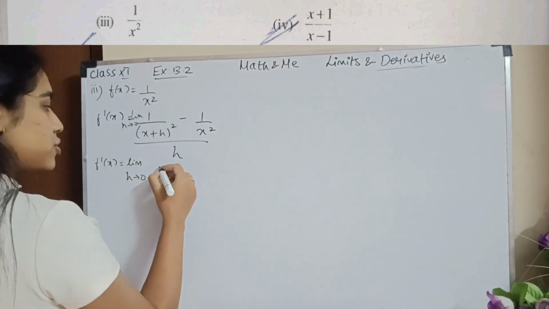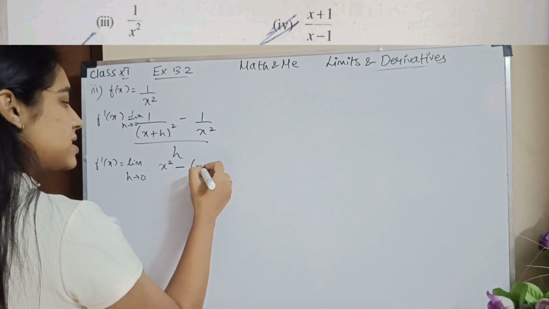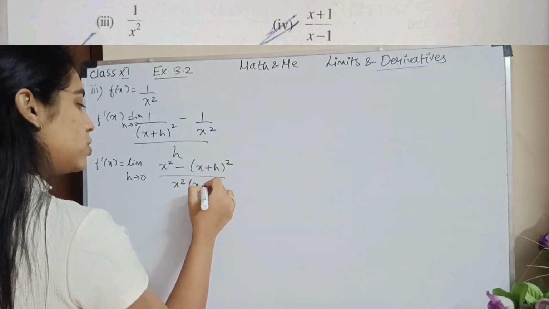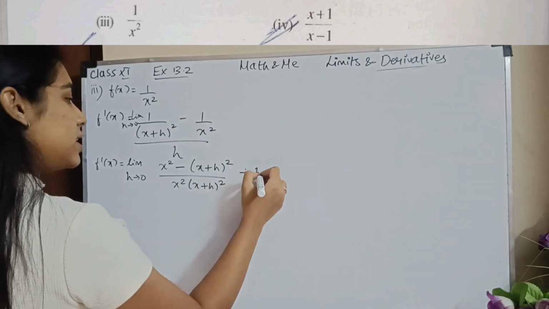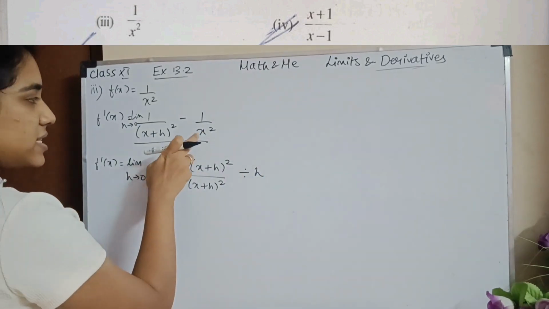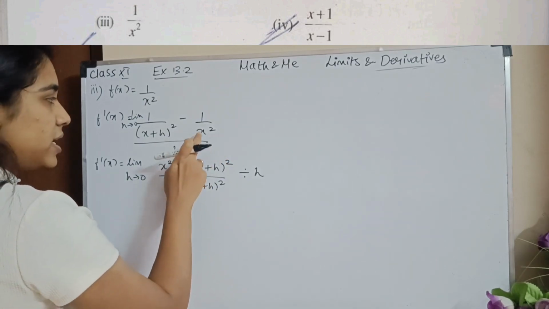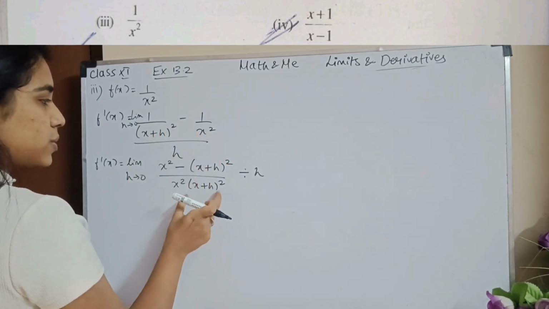I'm going to take the LCM. So I have x square minus x plus h the whole square, divided by x square into x plus h the whole square, divided by h. Okay? I took the LCM. X square minus, put a bracket, x plus h the whole square, divided by LCM which is x square into x plus h the whole square, divided by h.